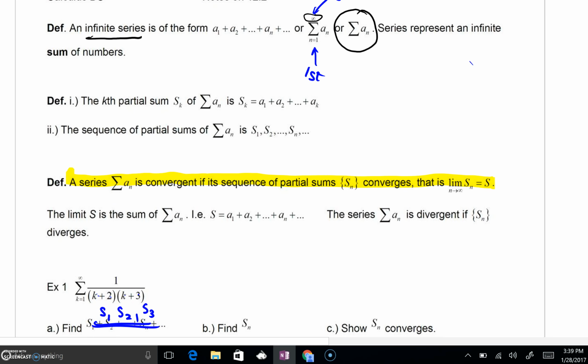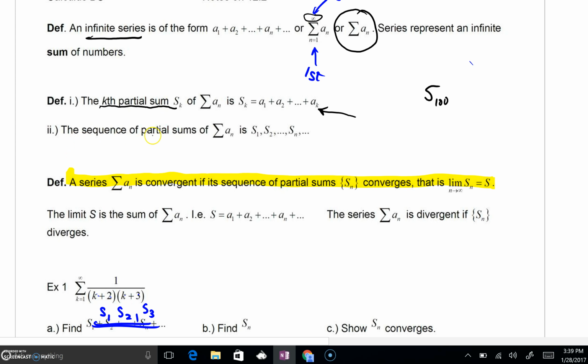Here's another definition: the kth partial sum. Obviously, we don't have to add up towards infinity. We could just say, stop at the 100th term. For example, that would be S sub 100, which indicates add up the first 100 terms and so forth. So that's a way to denote adding up to this term.